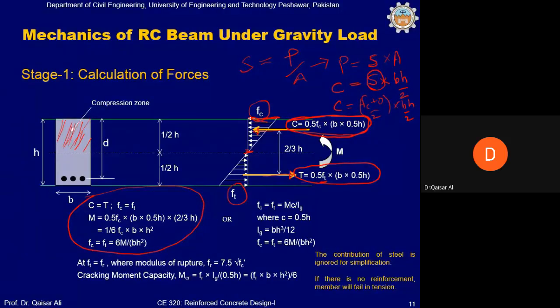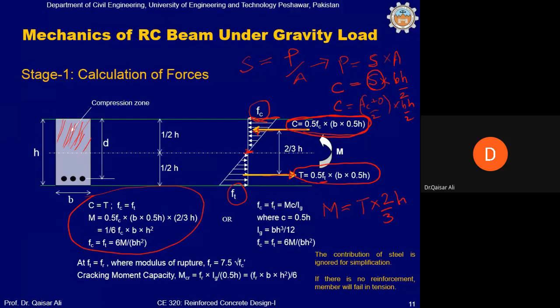And then you have an internal couple. This internal couple M will be equal to what? This will be equal to T times this lever arm or C times lever arm. What is the same thing? Because we are interested in the tensile stresses of the beam, not in the compressive stresses, because the beam is not going to fail in compression. The beam will fail in tension. So we will write down M, which is the internal couple, in terms of T times 2 by 3H.